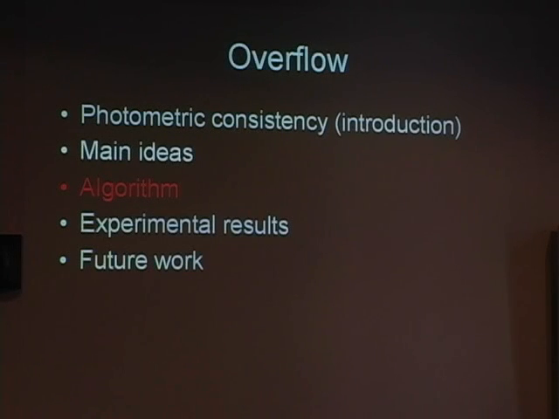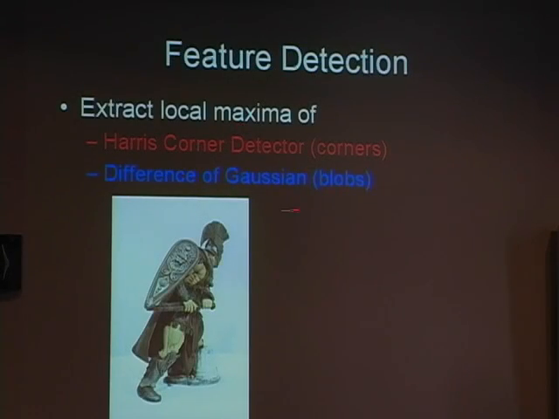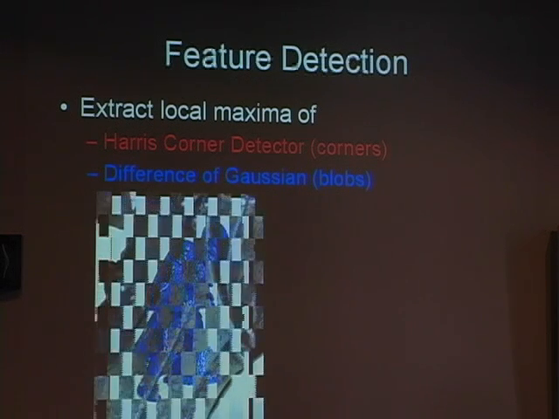So I'm going to talk about the details of the algorithm using these ideas. The algorithm consists of 3 steps. First, we detect features. I use 2 popular feature detectors in computer vision: the Harris corner detector, which is supposed to detect corner-like features, and the second feature detector is difference of Gaussian, which is supposed to detect blob-like features. So here's one sample input image, and we run the feature detector and we get some result.